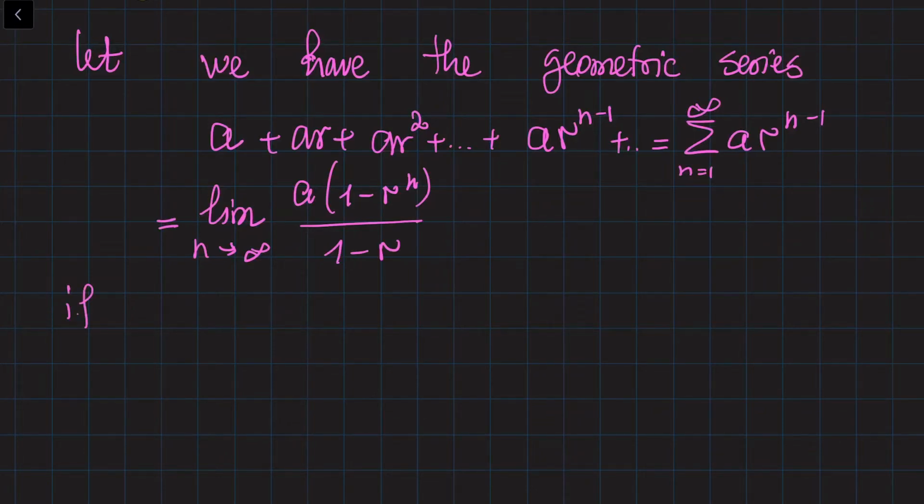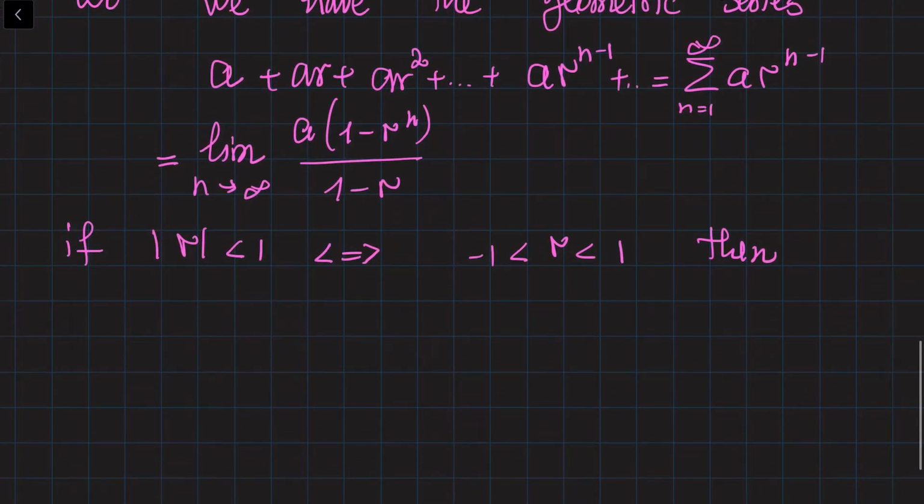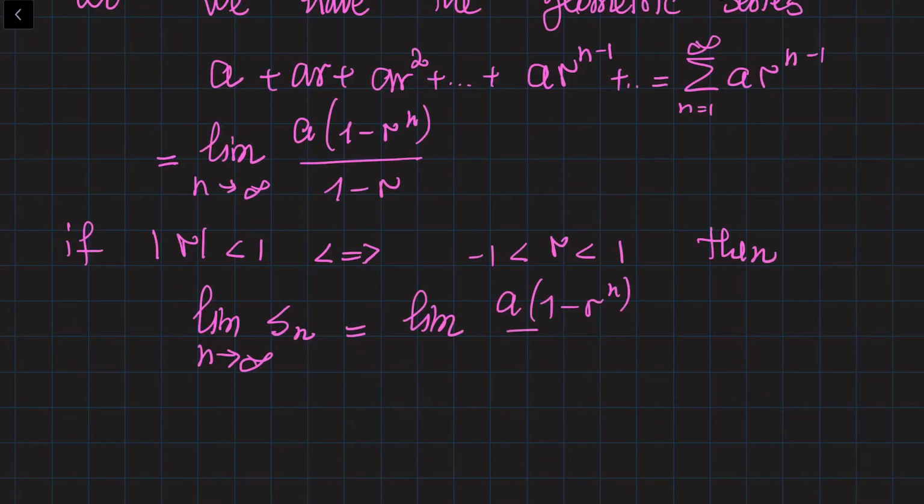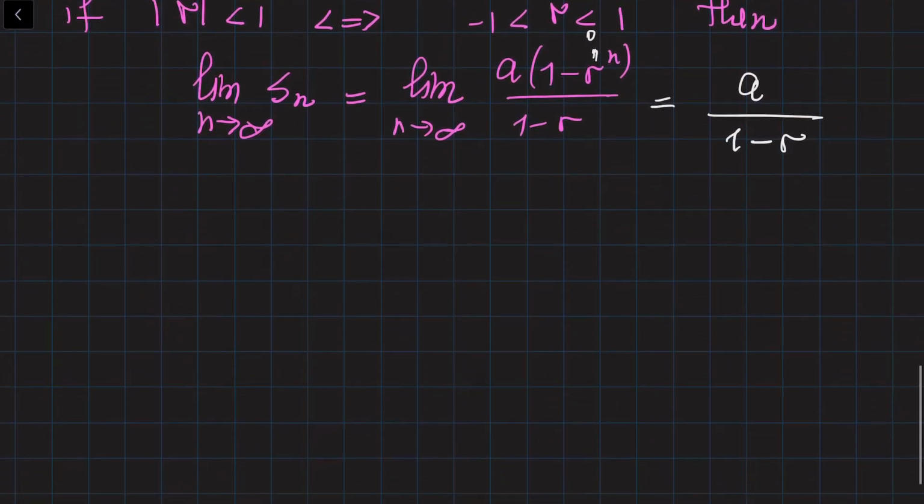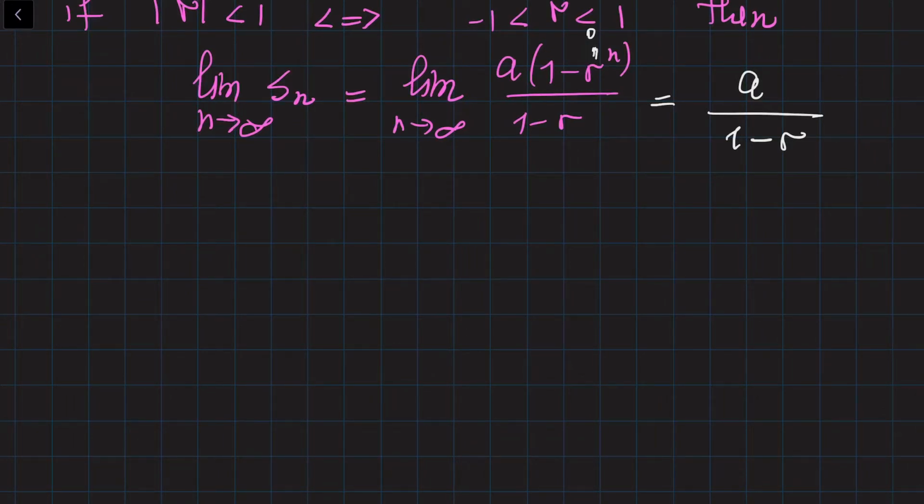So if the absolute value of r is less than 1, which is equivalent to saying that r is between minus 1 and 1, then the limit of the partial sum when n goes to infinity is going to be equal to the limit of a times 1 minus r to the power of n divided by 1 minus r when n goes to infinity, which is going to be equal simply to a divided by 1 minus r, since this term is going to be equal to 0. So we've got the formula to find the sum of an infinite geometric series.